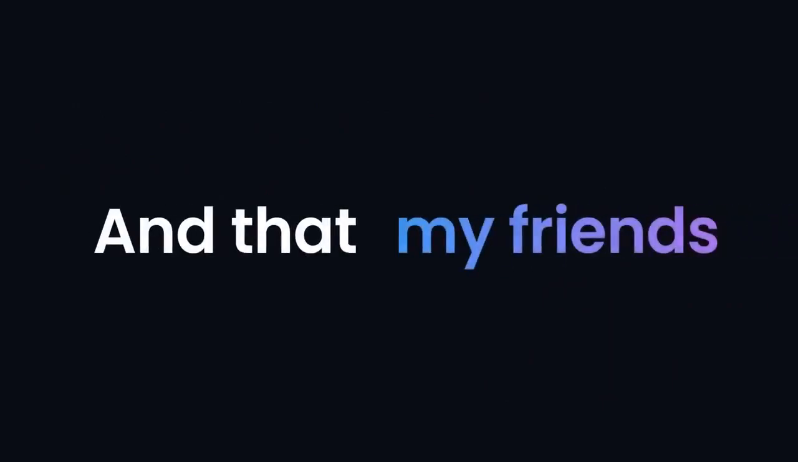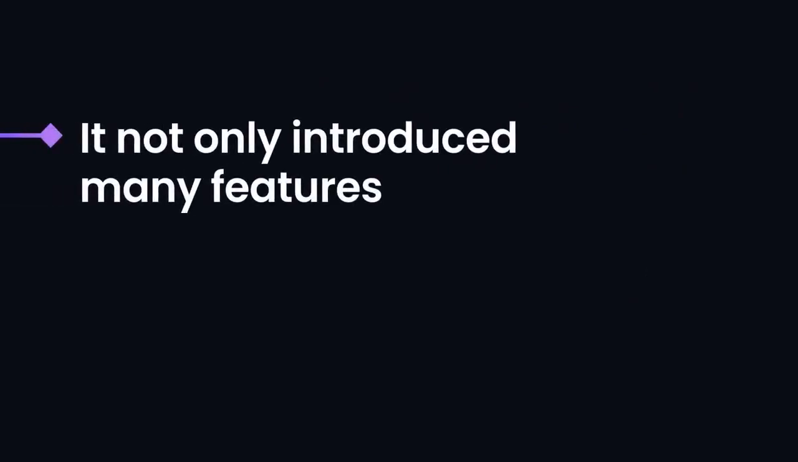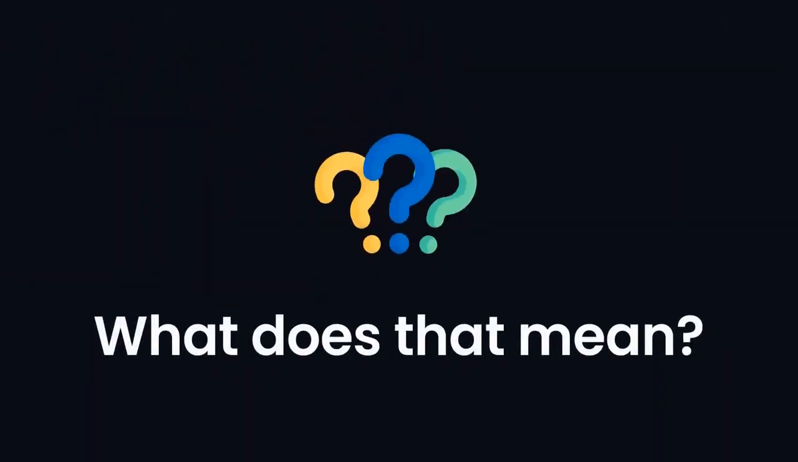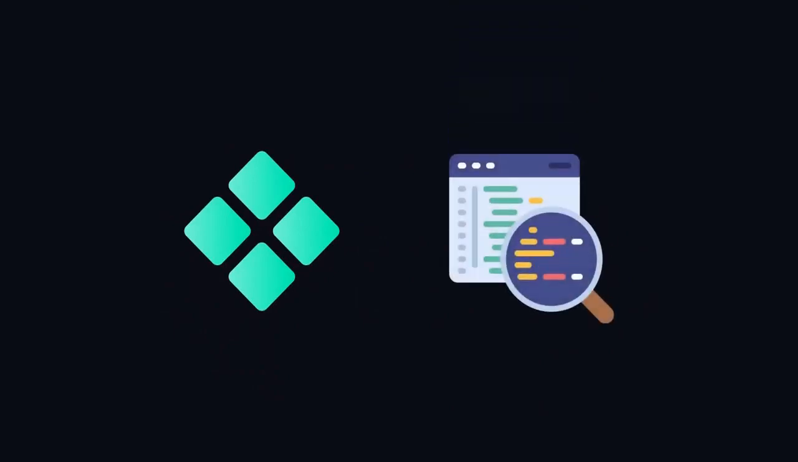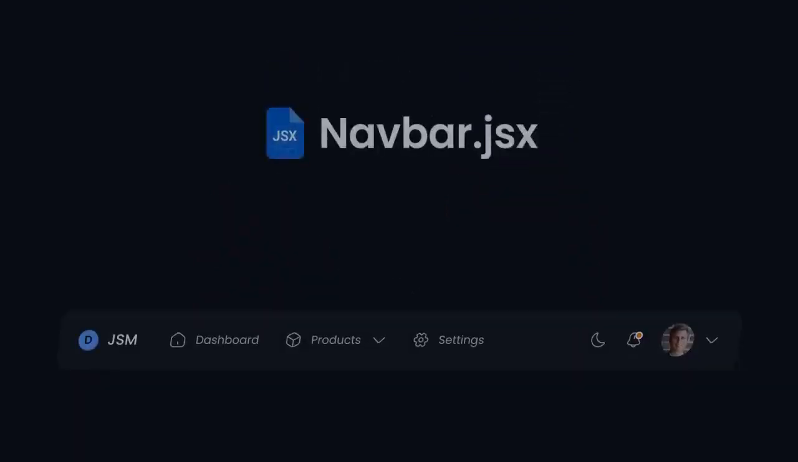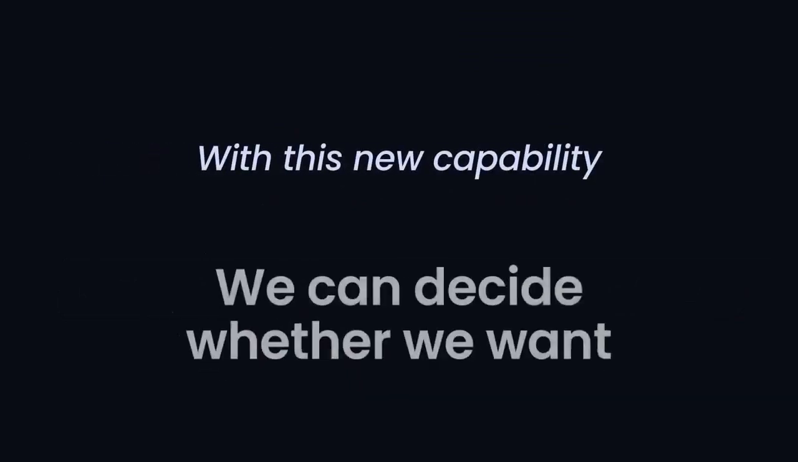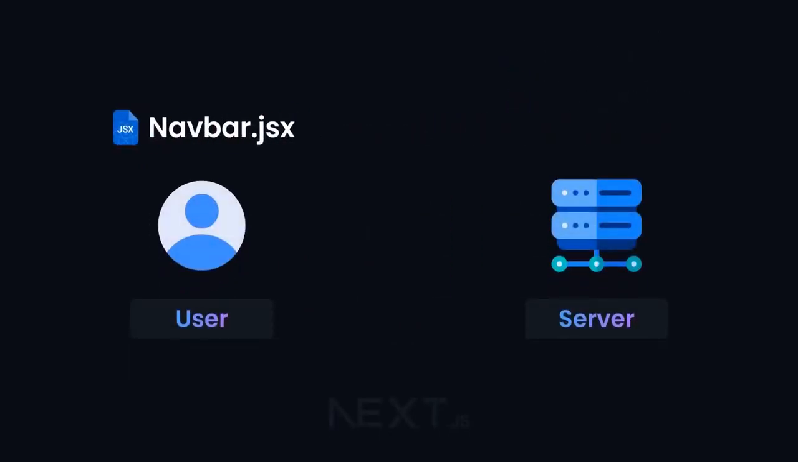And that, my friend, is where the app directory comes into action. It not only introduced many features, but also brought the revolutionary change: component-level server-side rendering. Now, what does that mean? That means that we now have the ability to choose where we want to render specific components or sections of code. For instance, let's consider a component called navbar.jsx. With this new capability, we can decide whether we want to render it on the server side or the client side in the user's browser.